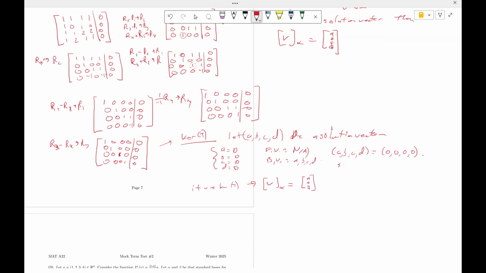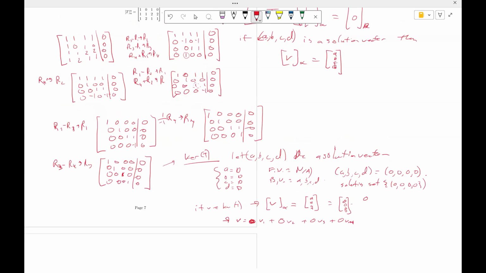And here our solution set is the set containing the 0 vector. So here, this equals the vertical vector 0, 0, 0, 0. Well, this implies that V equals 0. My first coefficient is 0, so 0 V1 plus second coefficient is 0, 0 V2 plus 0 V3 plus 0 V4. Okay. Well, I now need to convert this using my basis.